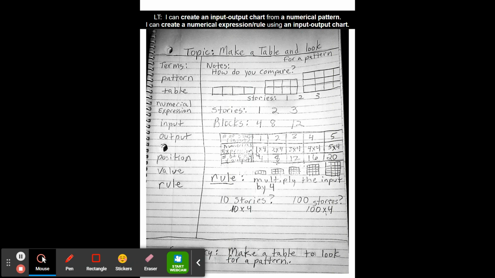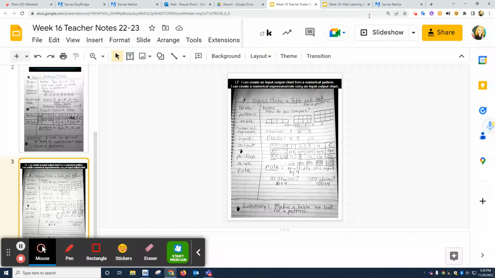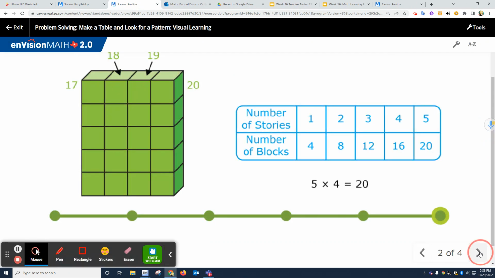And then finally, my third row, I wrote number of blocks, which is output, 4, 8, 12, 16, and 20. And then below, I did draw a representation of the stories growing. So you would want to do that too, so that you have this in your notebook to refer back to. Remember, at any time, you can pause this video. Let's move on to the next part of the video.